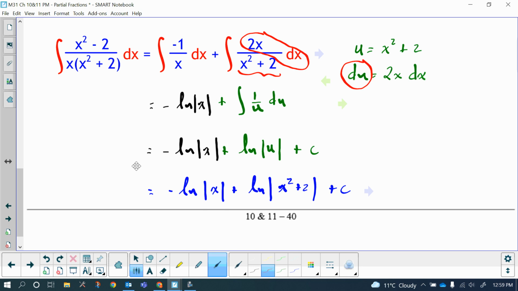When you're good to go, flip the page and we'll continue on with the next question.